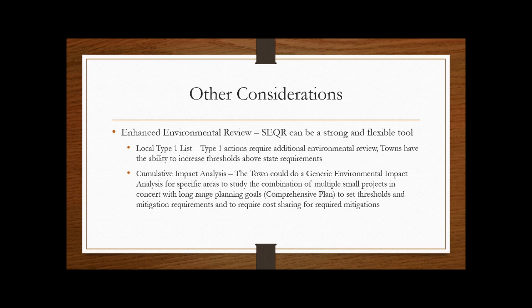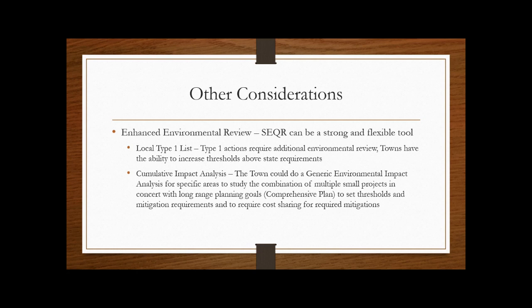So the generic environmental impact analysis option is a way that a town can look at a particular part of the community and have a long-range plan for that area, either a comprehensive plan or an area plan, and do an analysis of what change, combined small changes over time, how they're going to impact the community. And then using cumulative impact analysis and a GEIS, you can set thresholds and mitigations for that larger build out.